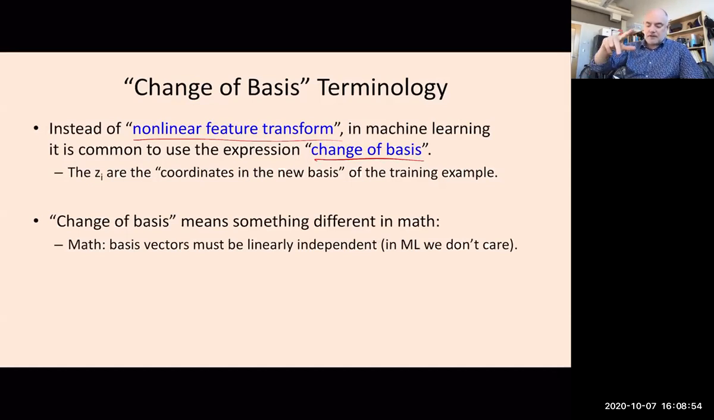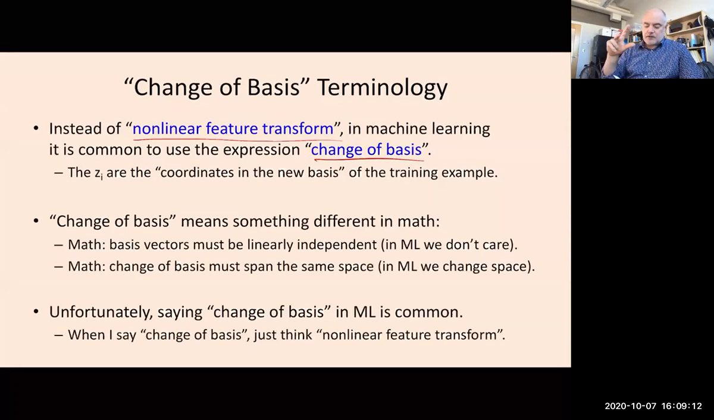In math, the basis vectors must be linearly independent, i.e. there's got to be 90 degrees in between them, right? In machine learning, we don't care. These things can be whatever, like our basis vectors can be linearly dependent in some way. That's fine.